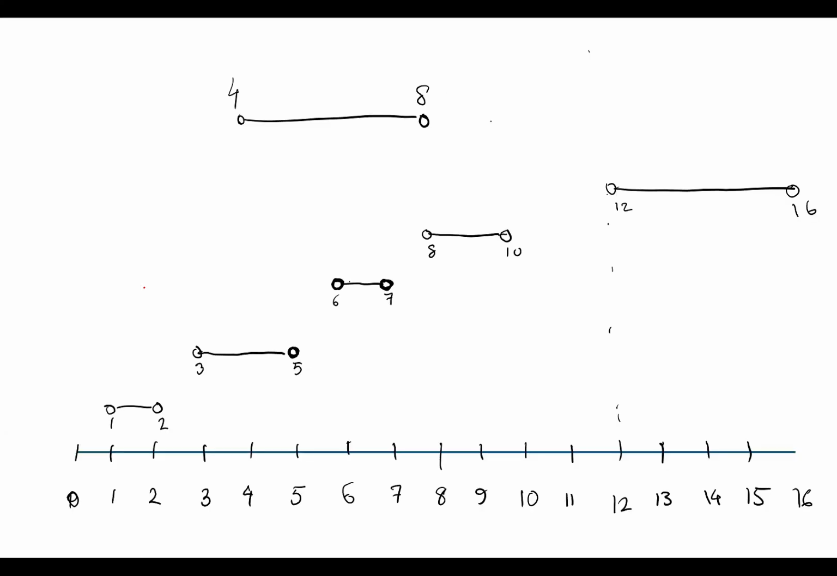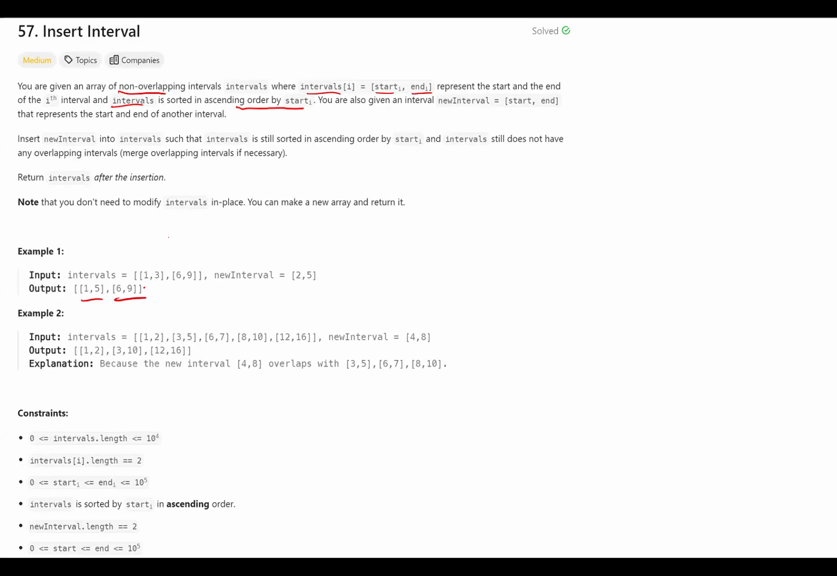Okay, so if you are back, you see here that I have drawn all the intervals from example 2. The intervals are 1, 2, 3, 5, 6, 7, 8, 10, and 12, 16. You see there are 5 intervals. They're sorted based on their starting points, and all of them are non-overlapping. And then we're given a new interval, 4, 8. So we have to insert this interval into these and then get a final result, right?